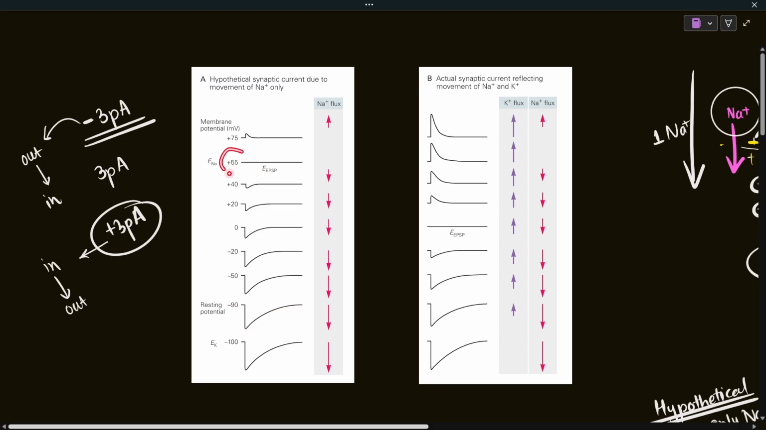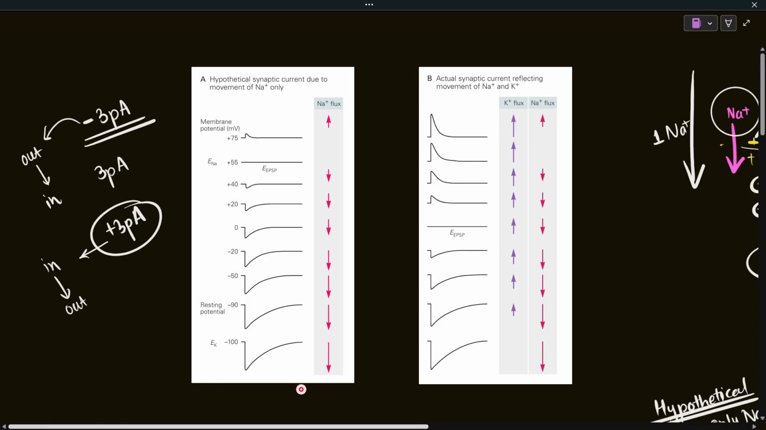But when it reaches 55 millivolts, no movement of sodium ions will be seen, because now the concentration of sodium ions outside and inside is exactly equal, and when the two sides have equal concentrations, no sodium ion is going to move across the membrane. Then when you increase the membrane potential to a more positive value, positive current, meaning sodium efflux, will be seen. Hypothetically, this is what the result should be when you do voltage clamp recordings.